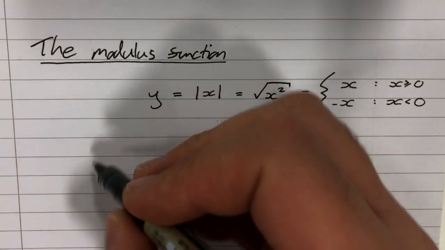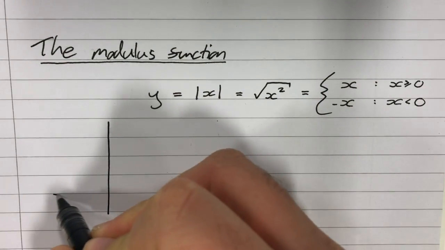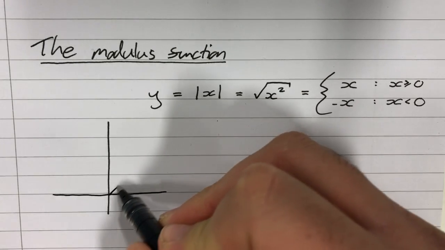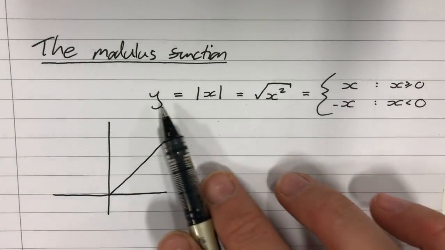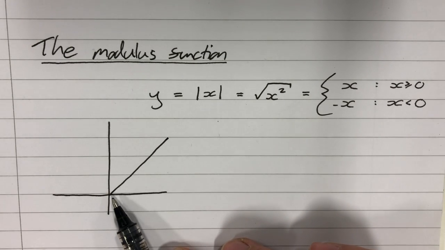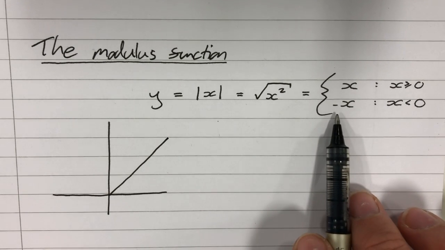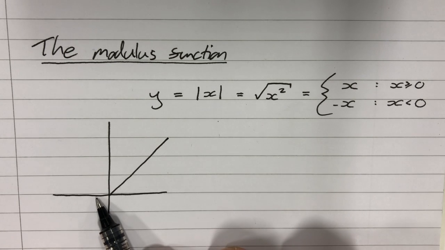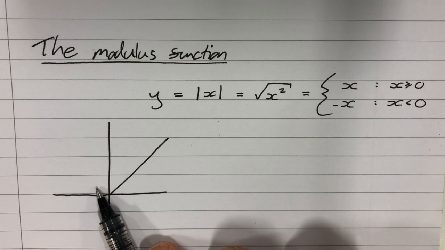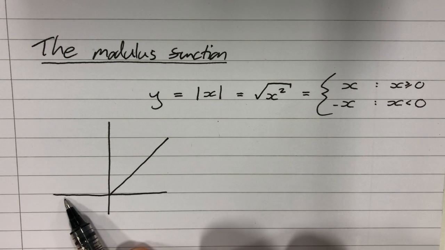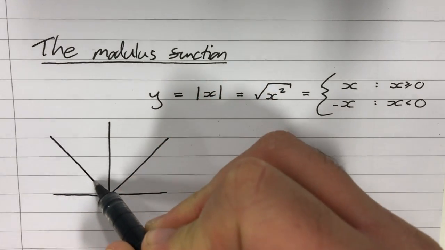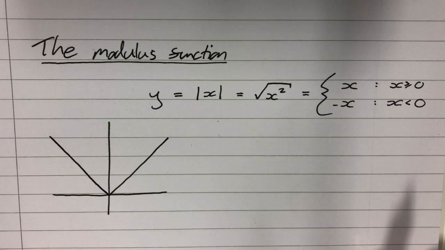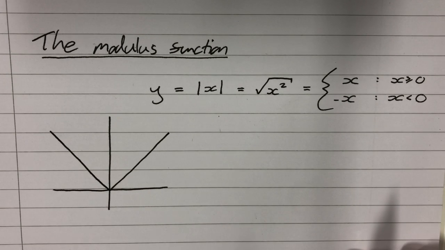So what does the graph of this look like? Well, when x is positive, it just remains x, so y equals x when x is positive. When x is negative, however, it takes negative x. So when it's minus 1, it's actually minus minus 1, which is 1. When it's minus 3, it's actually minus minus 3, which is 3. So it just takes that line and reflects it in the x-axis. So that's the graph of the modulus function.